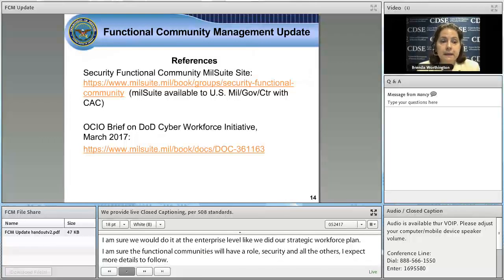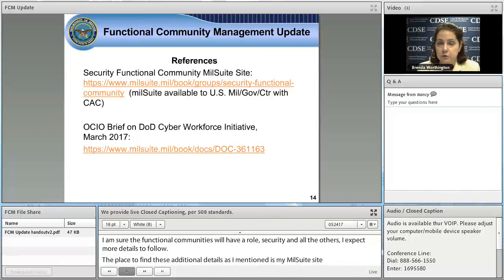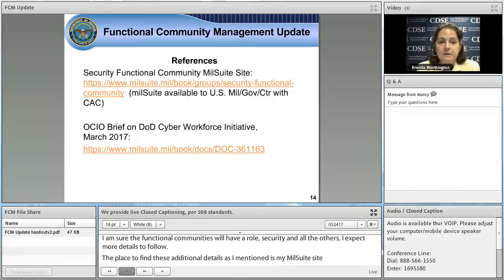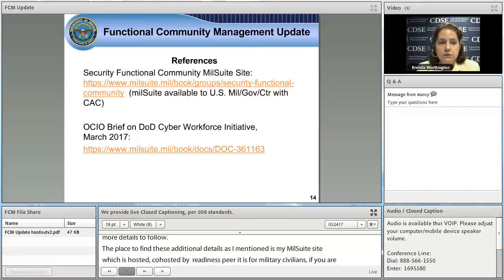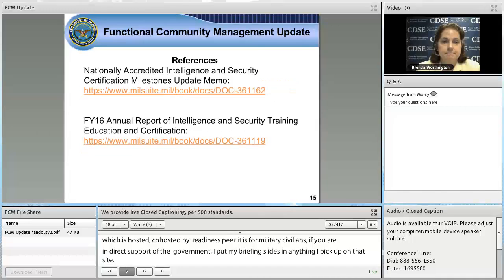co-hosted by Personnel and Readiness. It's available to military, civilians, and contractors that have CACs. So if you're in direct support of the government, I put my briefing slides and anything that I pick up on that site, and I mentioned the agency plan there. And one of the key elements that I've posted, you see the CIO's brief on the Cyber Workforce Initiative. So that goes into more detail about the coding and especially about the cyber accepted workforce.